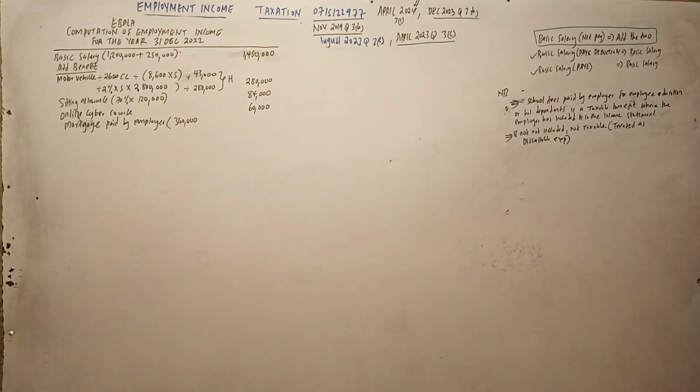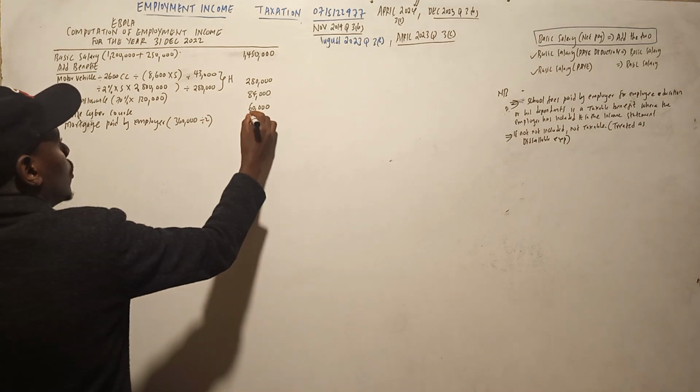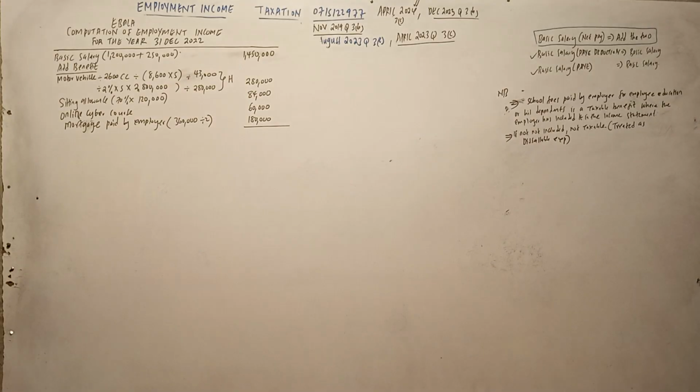So of the mortgage loan. Nakumbuka ni for many month. For the 6 months up to December 2022, he paid the 60,000. So alikuwa amelipa. So half of it ni ngapi? Ni 180. So divided by 2, so 180,000. So 180,000 was reimbursed back.